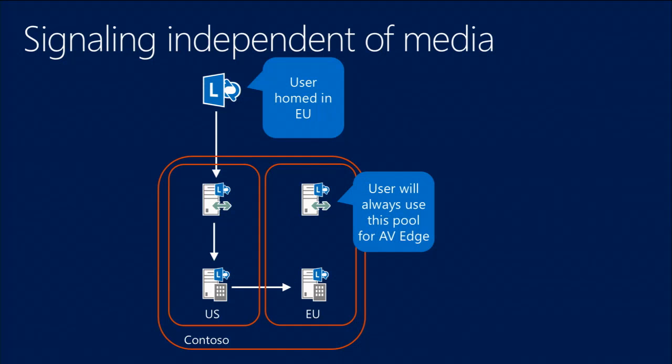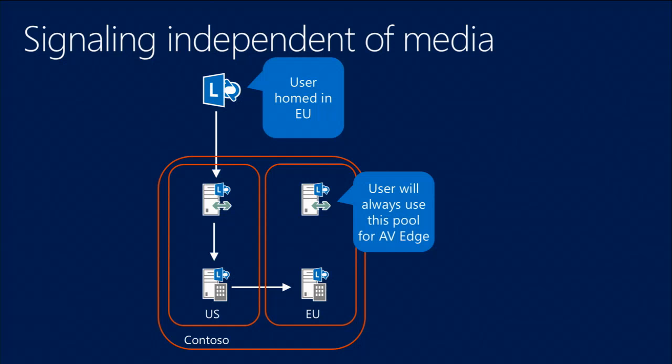Now I go to pin up an audio call. Well, guess what? I will always, always, always use the Edge pool that is associated with my home pool for media. So just because I did signaling through the Edge server in the US does not mean that my media will flow there. In fact, my media can only ever flow to the Edge pool that is associated with my home pool that you see there on the right.